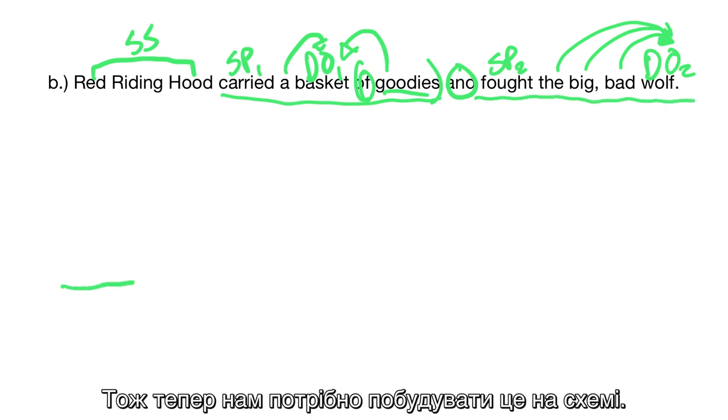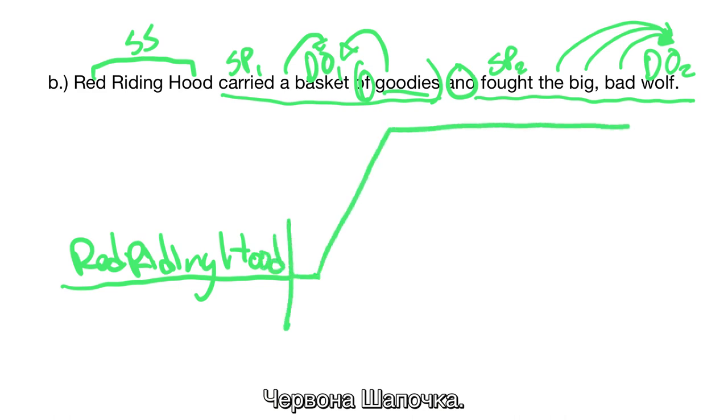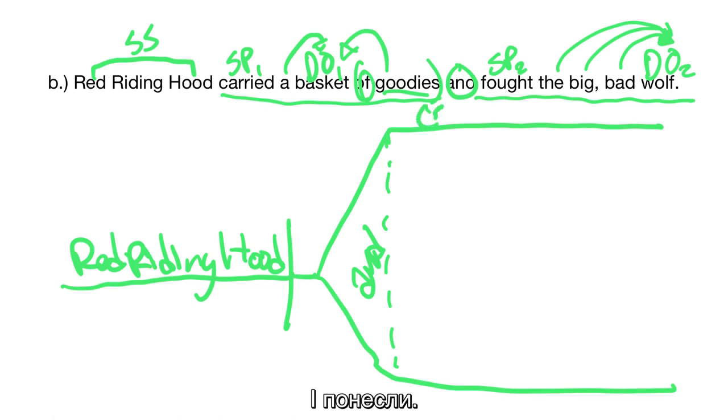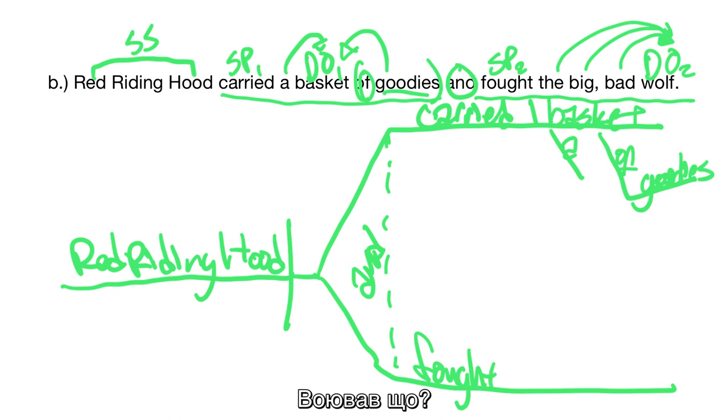So now we need to diagram this. Red Riding Hood, and, carried what? Basket. How many? What kind of goodies? And fought what? Wolf. The big bad.